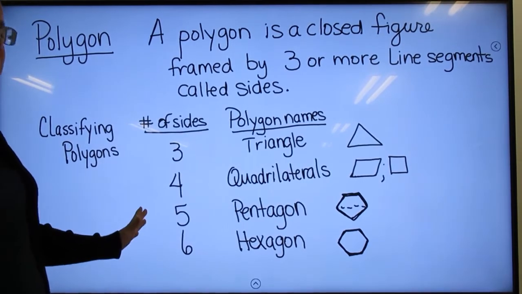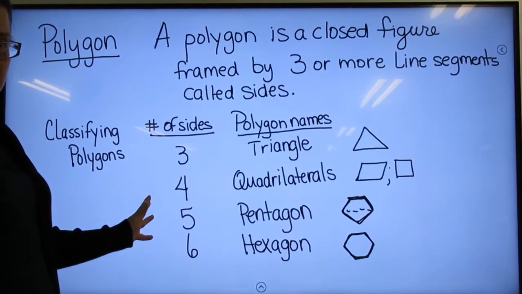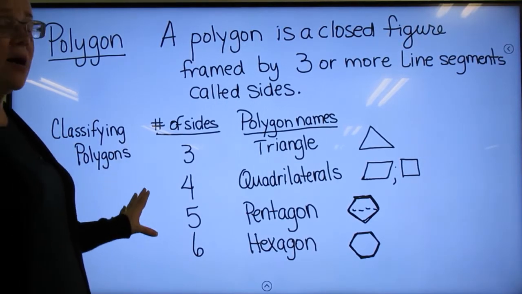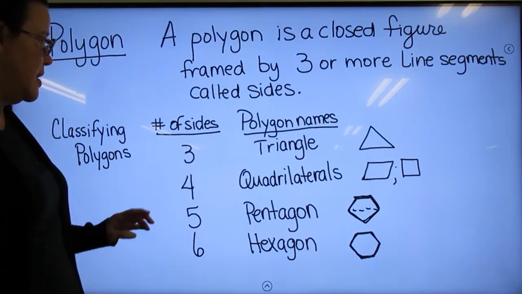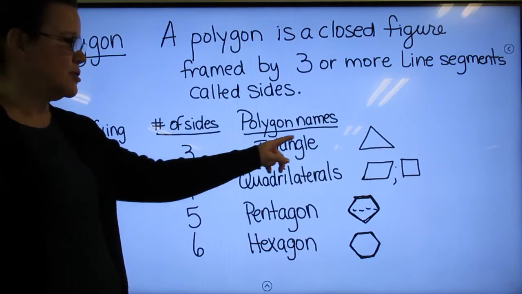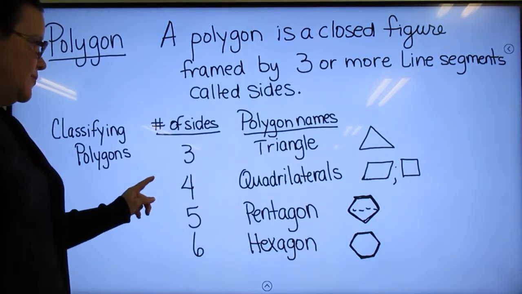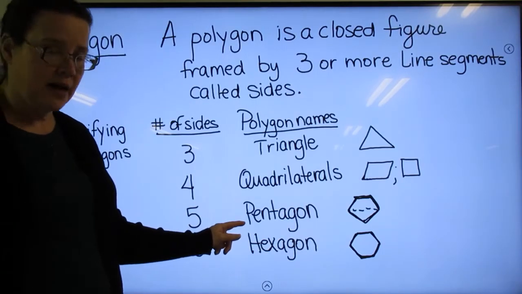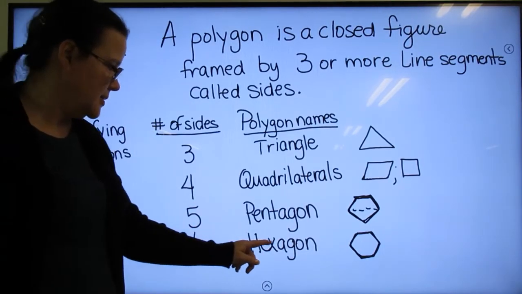I have only put 4 of the different ones up here. There is 7-sided, 8-sided, 9-sided, and 10-sided. By all means, do your research on it, right? But the 3-sided is the triangle, and I drew a picture. The 4-sided is a quadrilateral. And the 5 is a pentagon. And the 6 is a hexagon.